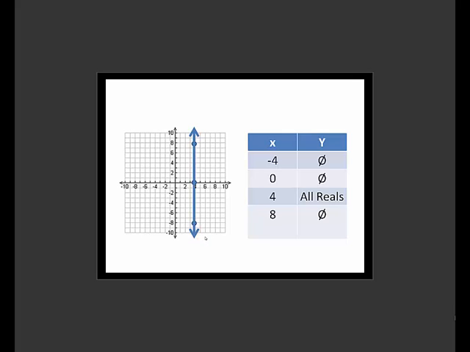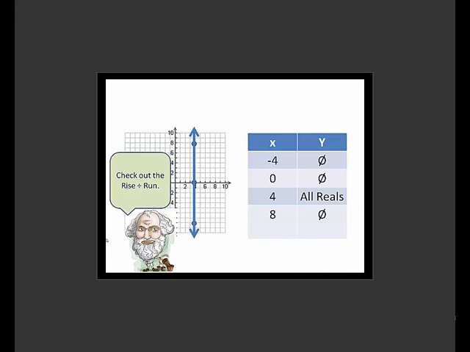So I have a vertical line. I think of a vertical jump that a basketball player makes. He's trying to jump up to reach the rim, going up and down. Oh, here's Archimedes again. Check out the rise divided by run. All right, let's do that.